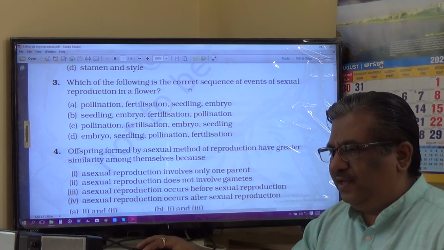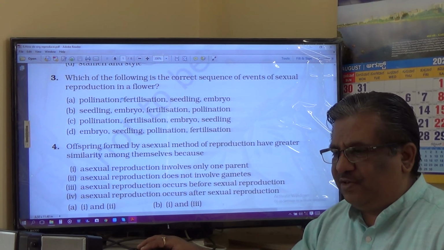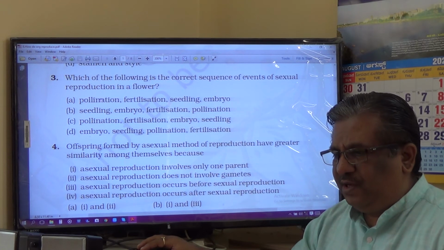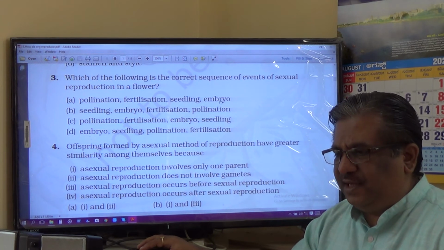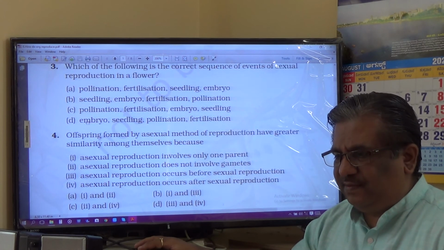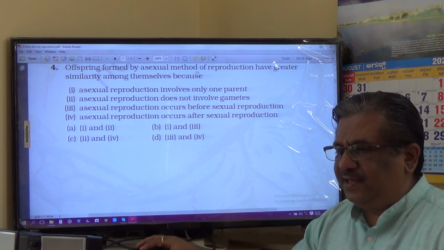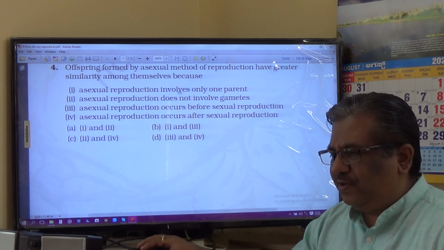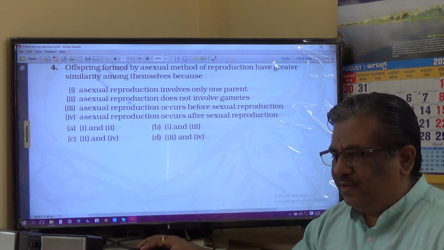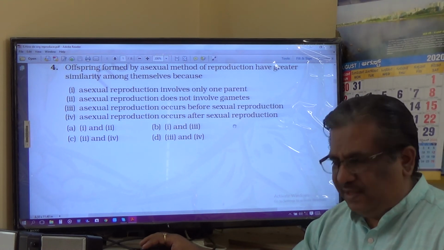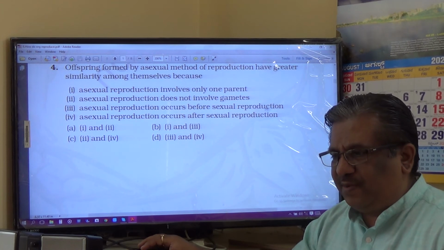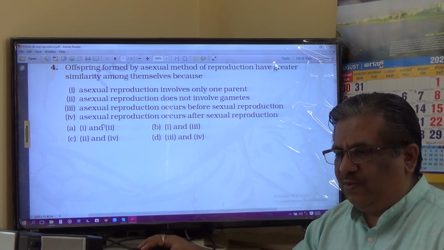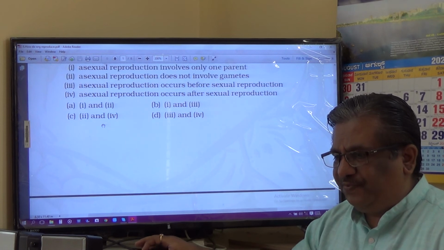Which of the following is the correct sequence of events of sexual reproduction in a flower? Pollination, fertilization, seedling, embryo. It is okay. Pollination, fertilization, first embryo, then seedling. Here you can see C is the answer. Offspring formed by asexual method of reproduction have greater similarity among themselves because asexual reproduction involves only one parent, correct? Asexual reproduction does not involve gametes, yes. Asexual reproduction occurs before sexual reproduction, wrong. Asexual reproduction occurs after sexual reproduction, wrong. 1 and 2, A. So these are the correct ones. Okay. Next.